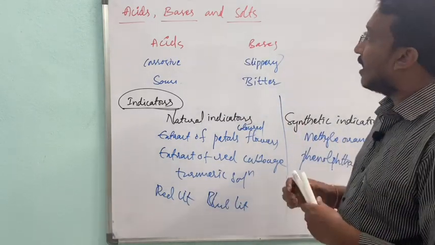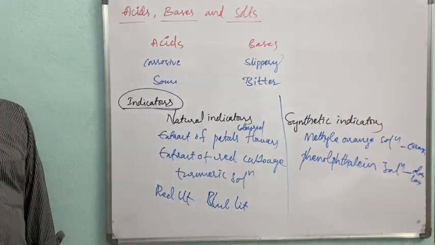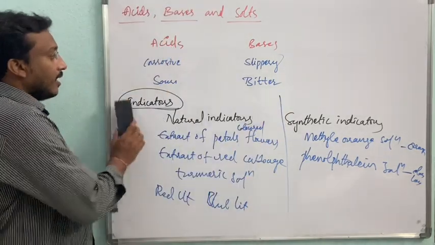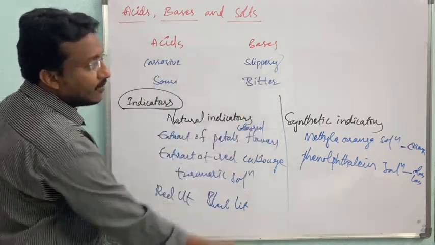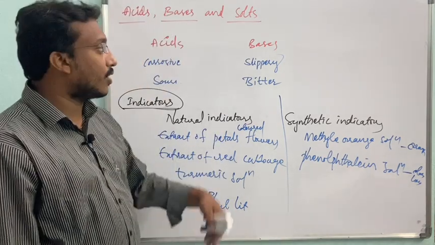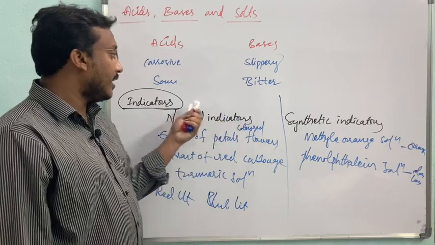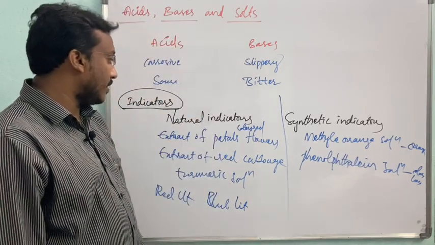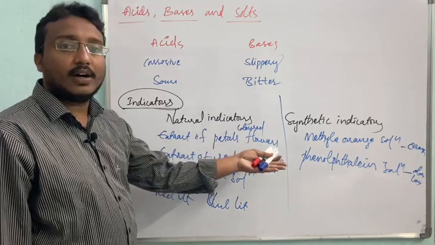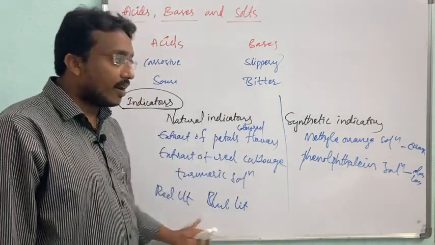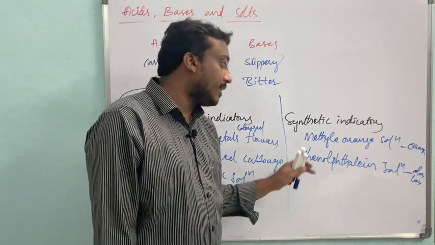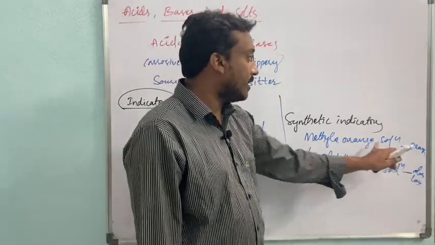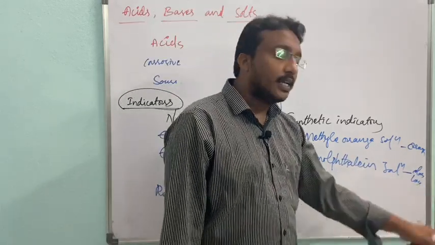Got it? Here we discussed that acids are corrosive and sour in taste, bases are slippery and bitter in taste, and we have indicators to test whether substances are acidic or basic in nature. Indicators are again classified into natural indicators, such as extracts of petals of colored flowers or red cabbage, which are naturally available, and synthetic indicators, methyl orange and phenolphthalein solution. Methyl orange is orange in color and phenolphthalein solution is colorless.